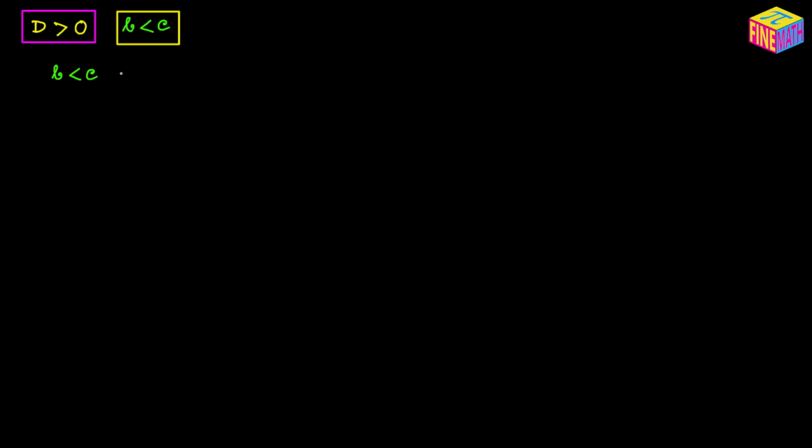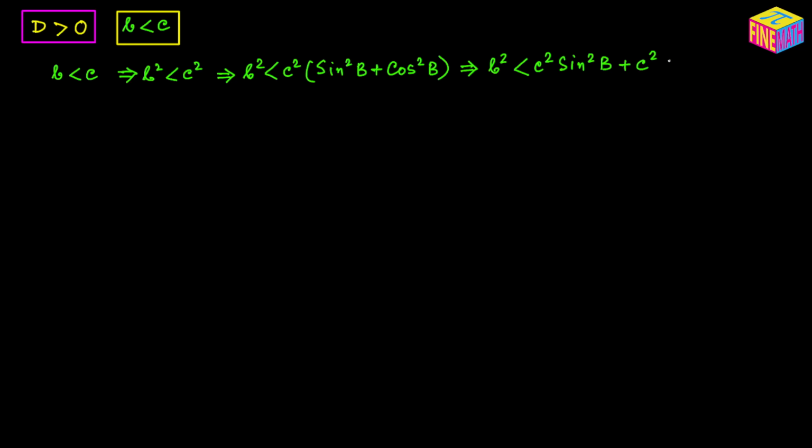So here we are discussing the situation when b is less than c, for the case where the discriminant is greater than 0. Now when b is less than c, if we square both sides, we can say b squared is less than c squared, and then we can assume that c squared has a coefficient of 1, and we are going to write that 1 in terms of sine squared b plus cosine squared of b. So we can write b squared less than c squared times sine squared of b plus cosine squared of b, and from here b squared is less than c squared times sine squared of b plus c squared times cosine squared of b.